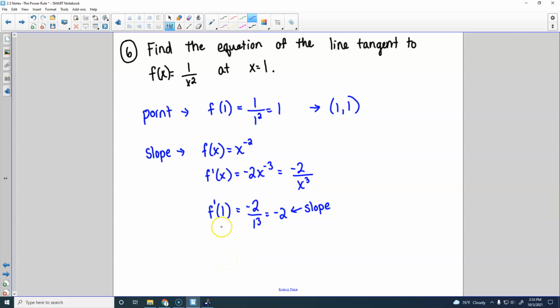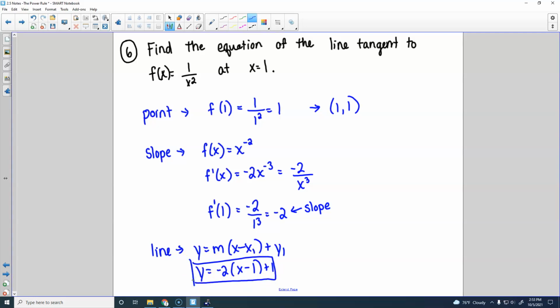But all right, and then our line, this is where we use y equals m times x minus x1 plus y1. So y equals negative 2, x minus 1 plus 1. And leave it like that. Don't simplify it. I mean, you can, but if you mess up, you're going to lose your point, even though you had it right.